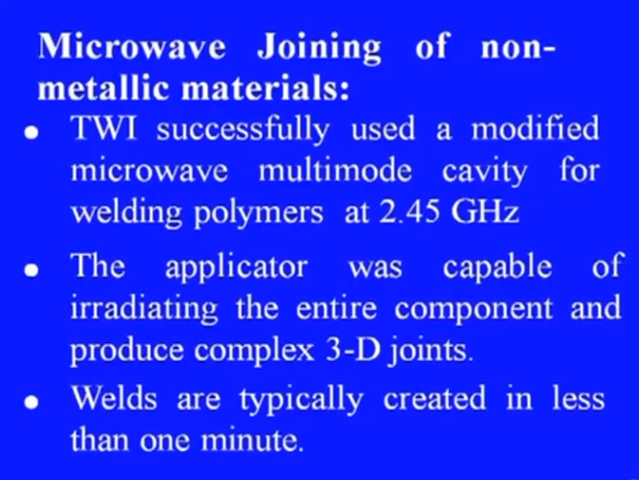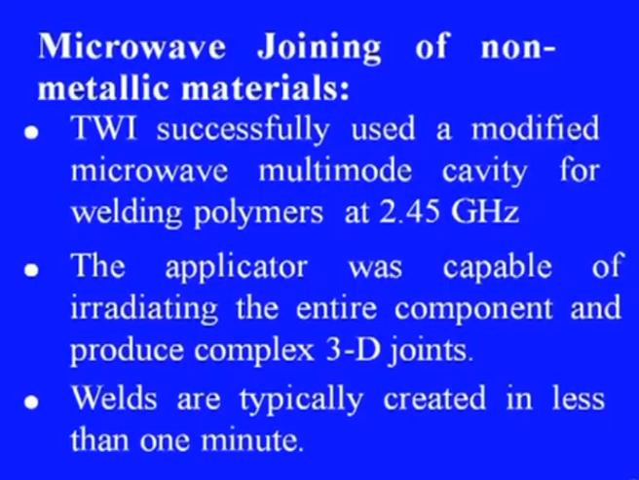Now, let us move on to another application of this microwave processing of materials, which is mostly the engineering application, that is microwave joining of non-metallic materials. Trans Welding Institute successfully used the modified microwave multimode cavity for welding of polymers. They carried out this welding of the polymers using microwave energy at 2.45 gigahertz of frequency.